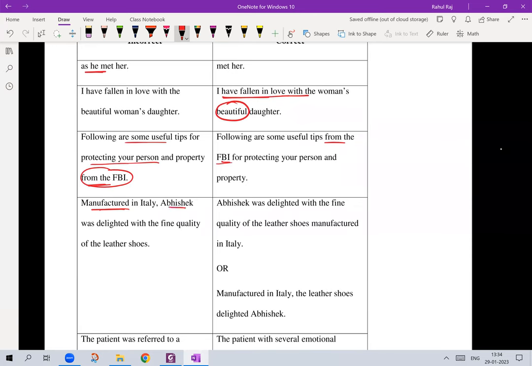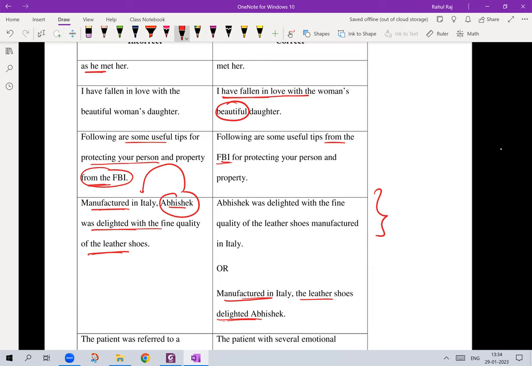Manufactured in Italy, Abhishek was delighted with the fine quality of leather shoes. That's again a stupid thing, because you are trying to say Abhishek was manufactured in Italy. It should be: Manufactured in Italy, the leather shoes delighted Abhishek. Or you can change the entire sentence this way: Abhishek was delighted with the fine quality of leather shoes manufactured in Italy.